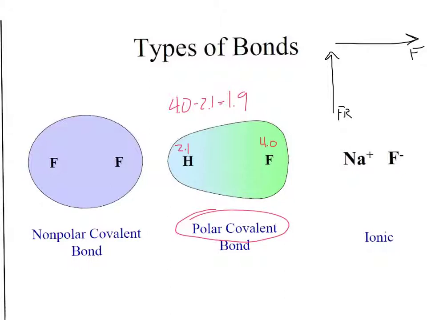And finally, sodium versus fluorine. Fluorine is significantly more electronegative than sodium, so it doesn't just pull the electrons towards it, it takes the electrons from sodium. If we look at the electronegativity values for those, sodium is 0.9 and fluorine is still 4.0. So the difference there would be 3.1, which falls in the ionic spectrum.